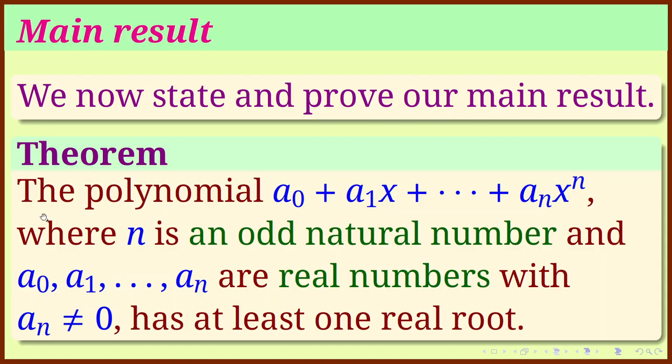So what is the theorem? A polynomial of this type, where n is an odd natural number and these ai's are all real numbers, and an is non-zero. So this highest degree coefficient is non-zero, and therefore it is an odd degree polynomial. Then such a polynomial has at least one real root.